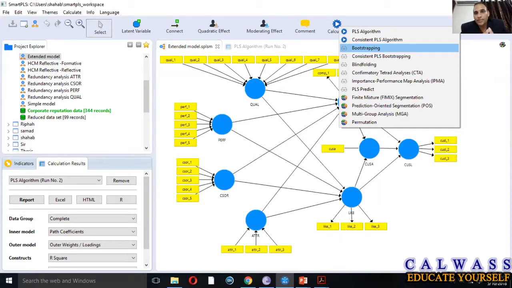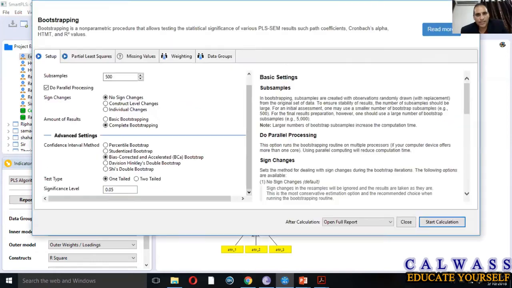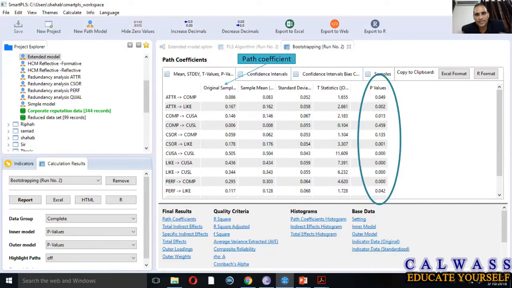Firstly, we have run the PLS algorithm. Up till now, whatever we have obtained is through the algorithm. Now we have run PLS, gone to Calculate, and then selected bootstrapping. After selecting bootstrapping and running it, we'll get the relationships in your model.